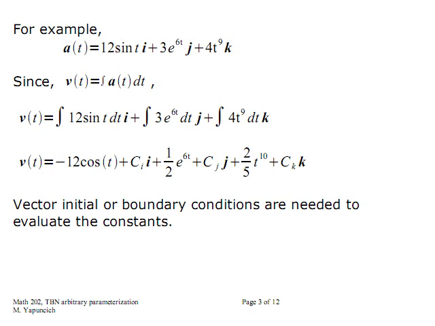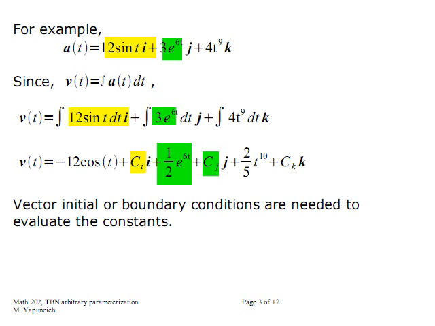But as we integrate each component, for example, here's our i component of acceleration. I'm going to integrate the i component. I will end up, of course, with minus 12 cosine t, and then a constant of integration for the i component. The same thing happens with the j component. I'm going to integrate 3e to the 6t. I will get 1/2 e to the 6t, and then I will get a constant of integration with respect to the j component, and the same thing happens for the k component.